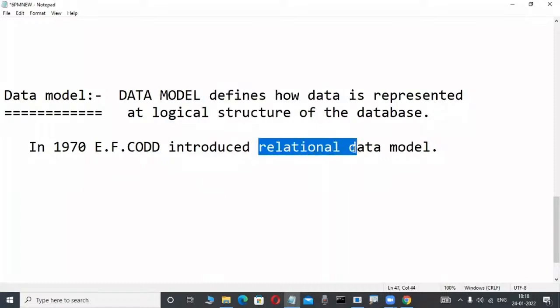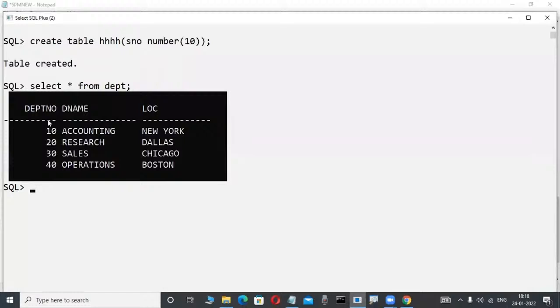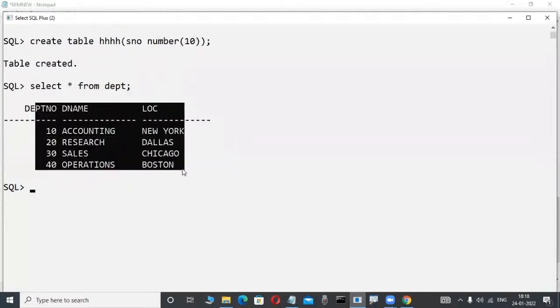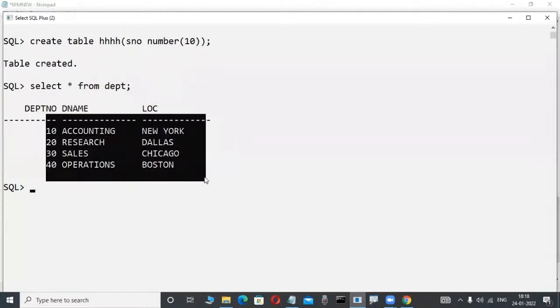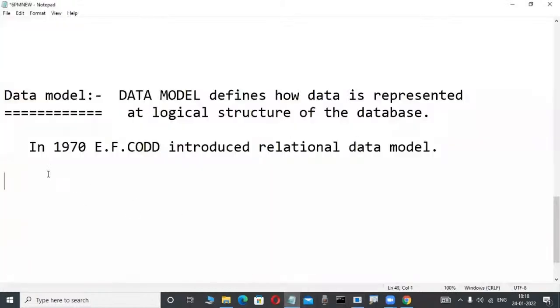Okay? Yes, the relational data model means a logical structure. This is a logical structure, not visible in the operating system. In this logical structure, data is represented in the format of rows and columns, which is nothing but two-dimensional tables.